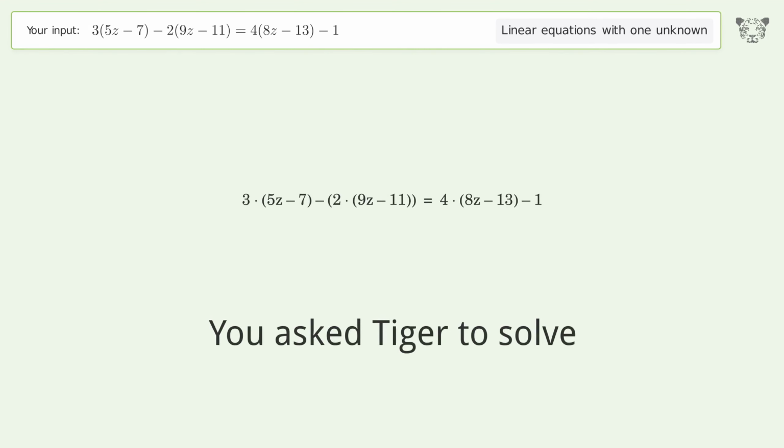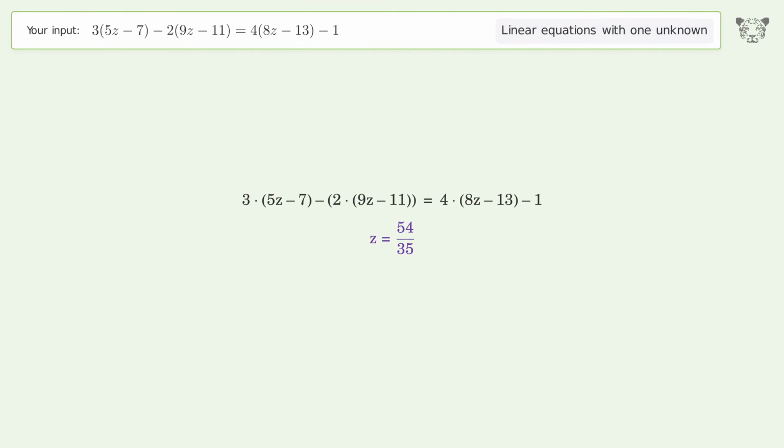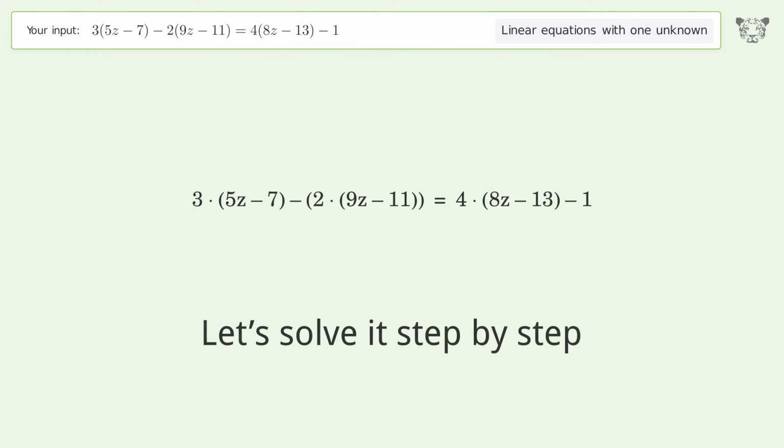You ask Tiger to solve this. It deals with linear equations with one unknown. The final result is z equals 54/35. Let's solve it step by step.